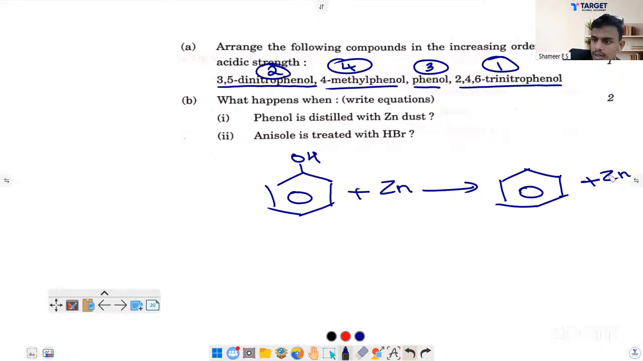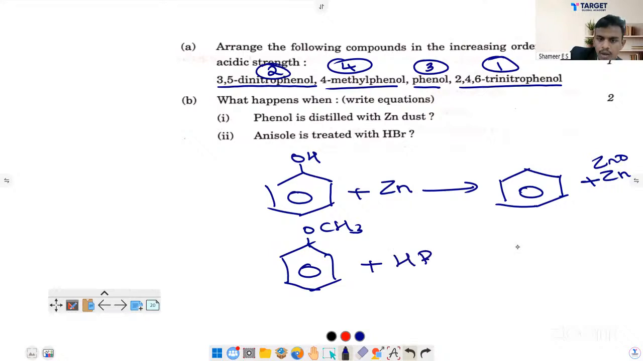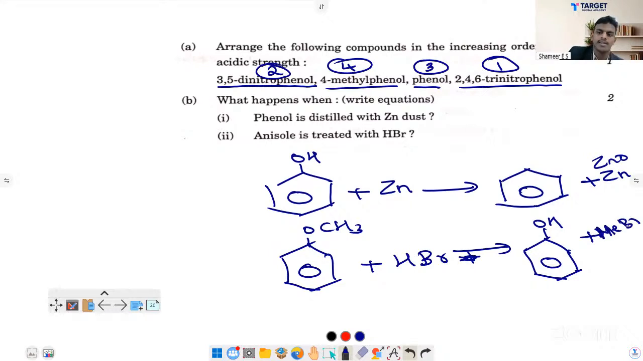Next, anisole is treated with HBr. What do you mean by anisole? Anisole is nothing but an ether, C6H5OCH3. With HBr, phenol and methyl bromide will form. You see this reaction at the end of the alcohol, phenol, ether chapter: the formation of phenol and methyl bromide, CH3Br. Next.